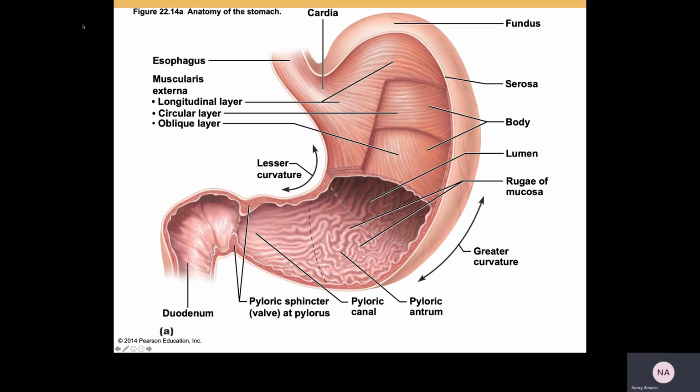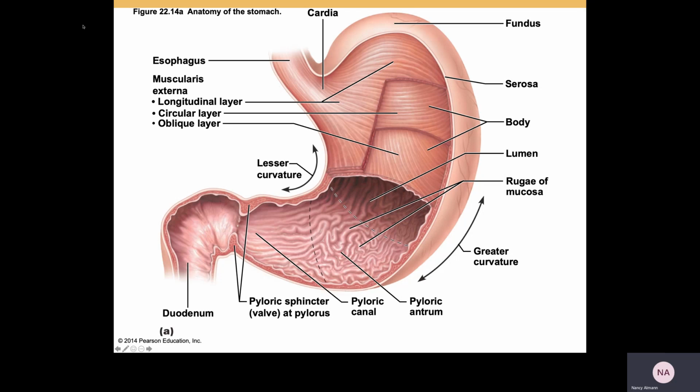We're going to go clockwise, starting with the fundus, which is the big bubbly part. It is going to sit tucked up against the diaphragm. The body is the main section of the stomach. Of course, the lumen is the area within the stomach.